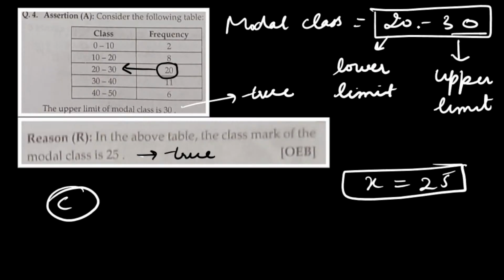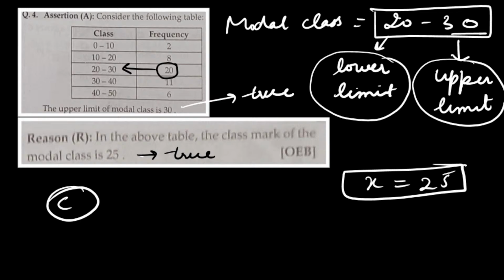Question 5. This is the last question of assertion and reason. In every question, right side is upper limit and left side is lower limit. Just remember, because in MCQs you can expect questions on upper limit and lower limit. You have to remember it is in ascending order. First lower, then upper. The limits written are in ascending order.